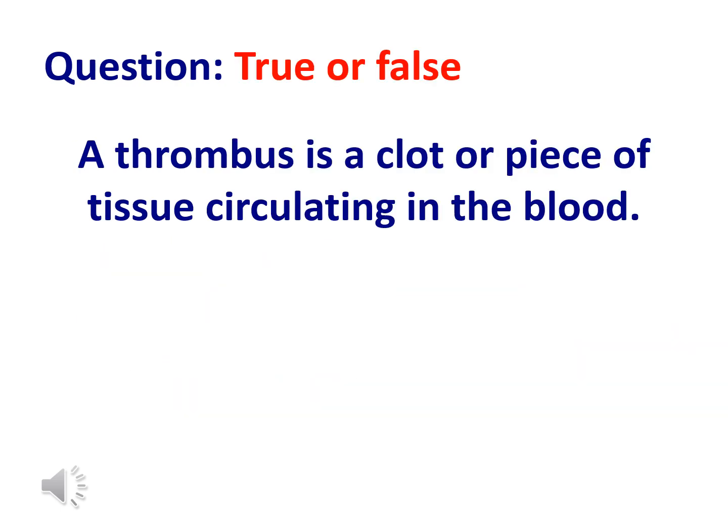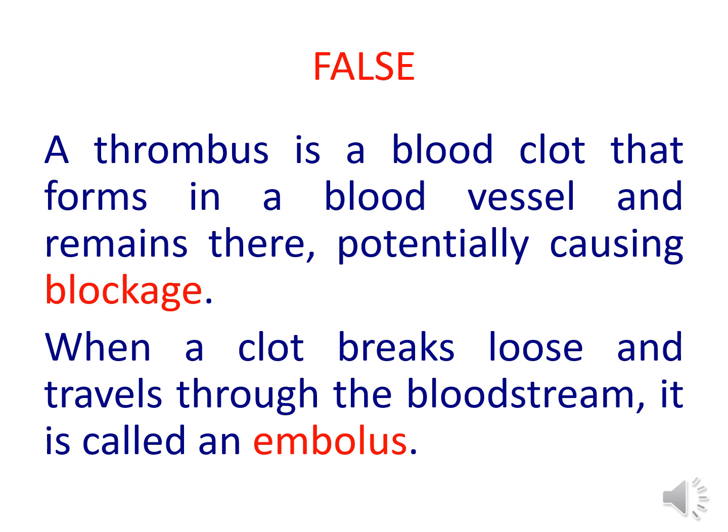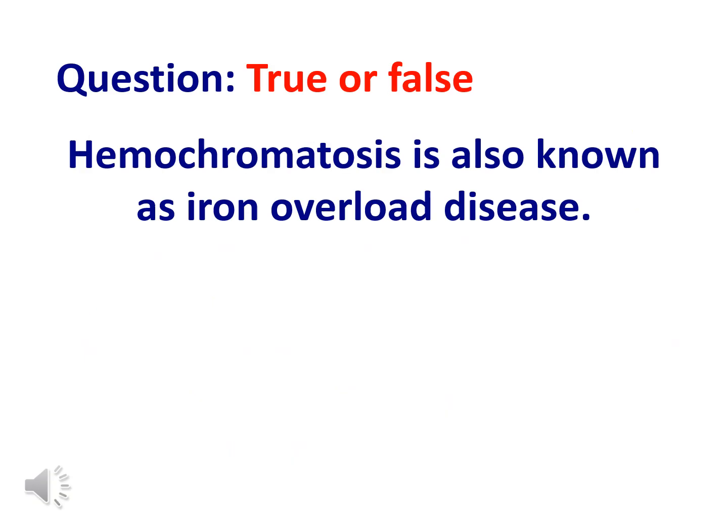A thrombus is a clot or piece of tissue circulating in the blood. True or false? False. A thrombus is a blood clot that forms in a blood vessel and remains there, potentially causing blockage. When a clot breaks loose and travels through the bloodstream, it is called an embolus.